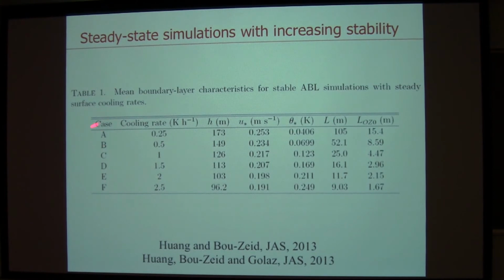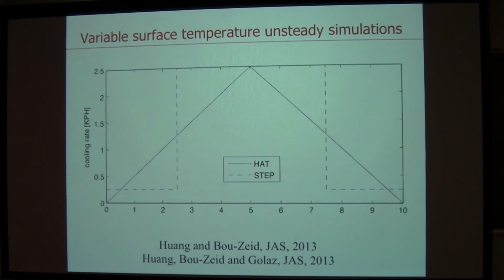So instead of just doing case A, which is the case I was just showing you from GABLS, we wanted to see what happens when we increase stability. So we went to much faster cooling rates of the surface. That's going to give you more stable conditions. And with that, you get a decrease in the boundary layer height. You get a decrease in the friction at the surface. And you get a decrease in the Monin-Obukhov length scale, etc., as you would expect.